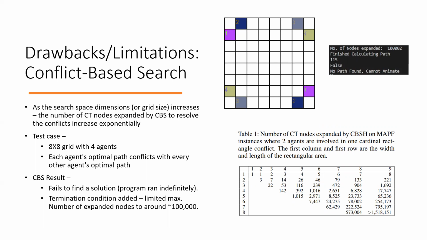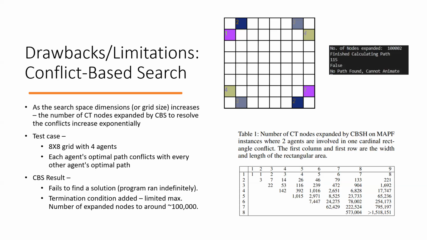In this case, we can consider this example test case, which is shown on the right in the image. There are 4 agents in an 8 by 8 grid, wherein each agent starts at a corner of the grid and has its goal at the other side of the grid. We can see that each agent's optimal path conflicts with every other agent's optimal path. So CBS has to resolve all the conflicts occurring between the multiple permutations of pairs of agents.